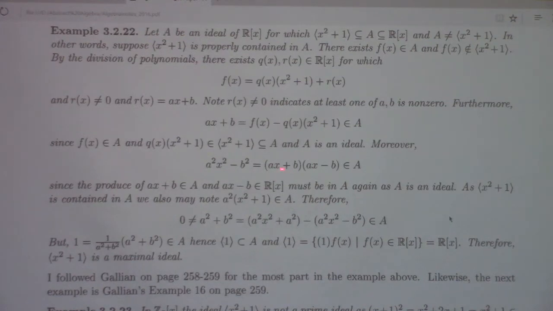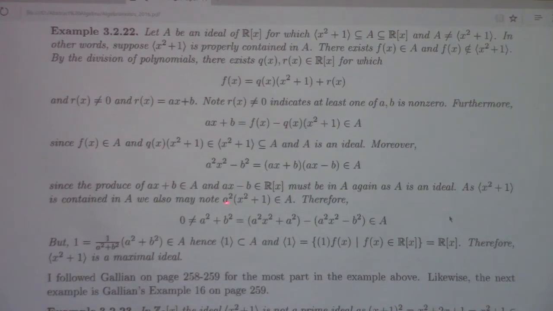So then what? That says that the product of ax plus b and ax minus b, where I already have that ax plus b is in the ideal, is just a polynomial in the reals times something in the ideal. Consequently, this thing is in A again. So that means that this is in the ideal A, but then what?